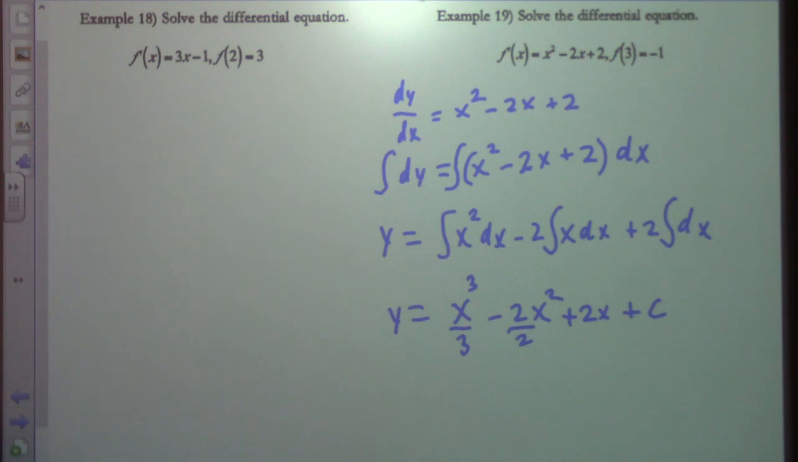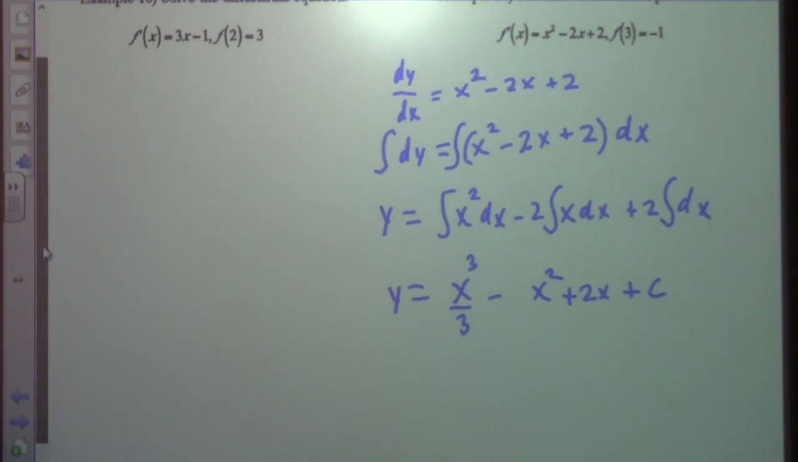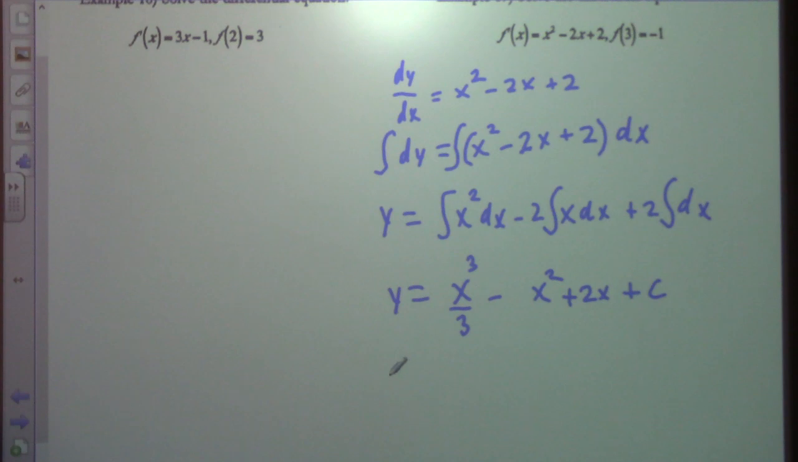And the negative 2 over 2 will cancel out to be 1, right? So I'm just erasing that because that cancels out, okay? So now that we have our general solution, to find a particular solution, we take negative 1 is equal to 3 cubed over 3 minus 3 squared plus 2 times 3 plus c.